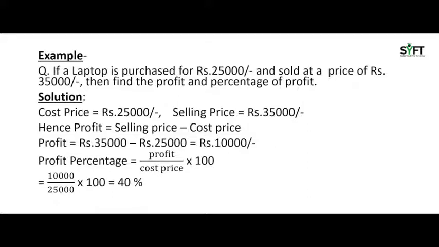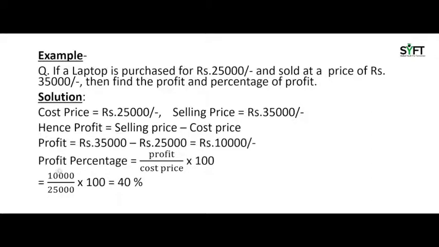Let's go through some basic problems related to profit and loss to get better clarity. Here in this example, the question says that if a laptop is purchased for rupees 25,000 and the same laptop is sold at a price of rupees 35,000, then find the profit and percentage of profit. So here the cost price is given, which is 25,000, and the selling price, which is 35,000. To calculate profit, the formula is selling price minus cost price, which will come to 35,000 minus 25,000 equals rupees 10,000. Here 10,000 is the profit.